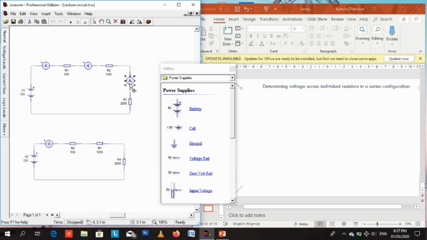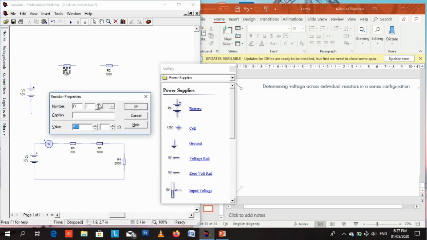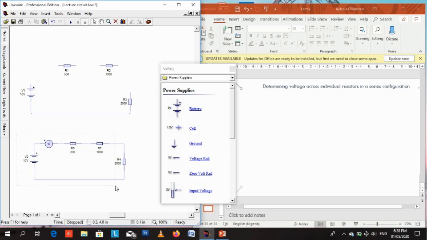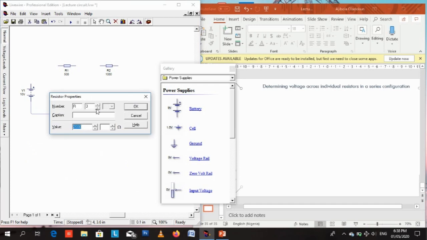Let's confirm. If you connect resistors in series, would the voltages across each resistor be the same? We've confirmed already that the current through each of those resistors connected in series is the same. I want to confirm what happens to the voltage. Would the individual voltages across each resistor be the same, or would they be different based on the value of the resistance of the individual resistors? Let's confirm that.